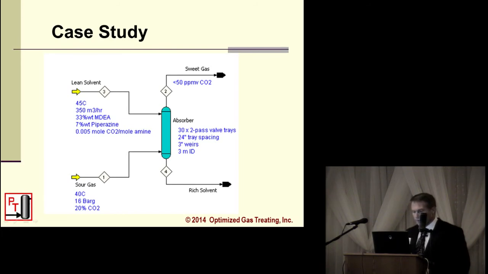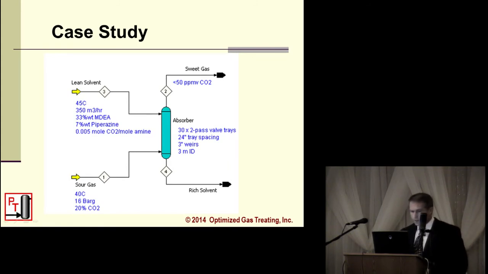And before we can send our gas to a liquefaction plant, we have to squeeze almost all of the CO2 out of that gas. So a typical specification, and this is an absolute max you want to target for CO2 in gas going to a liquefaction plant, is less than 50 ppm CO2. We have a question? Okay.